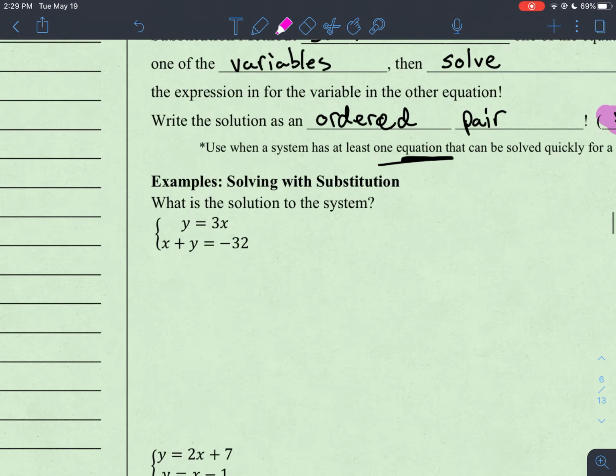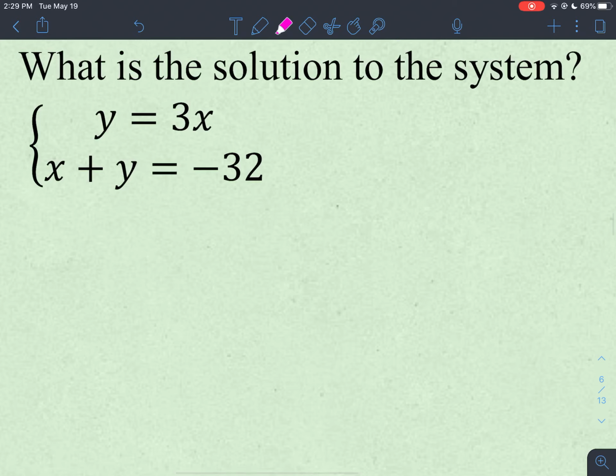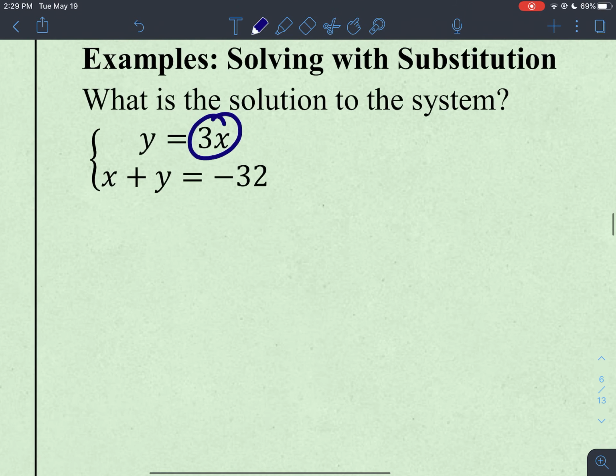So let's ramp it up a little bit and look at something like this. So the solution to the system where I have y equals 3x and x plus y equals negative 32. Notice how now it's not just a number. It's an expression. It's an actual 3x. It's no different than what we were doing before. We know that y is the same as 3x. So what we can do is take this right here and tuck it in for y, because 3x, after all, as it states up here, is the same as y.